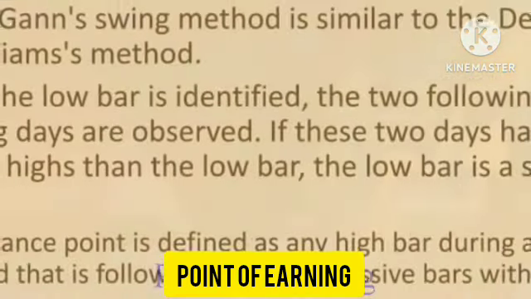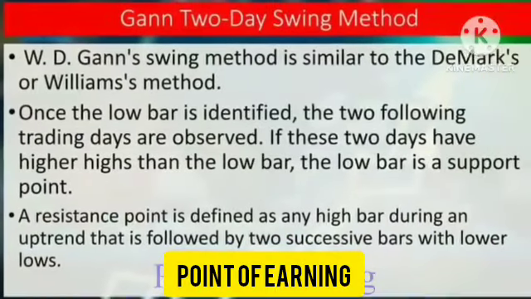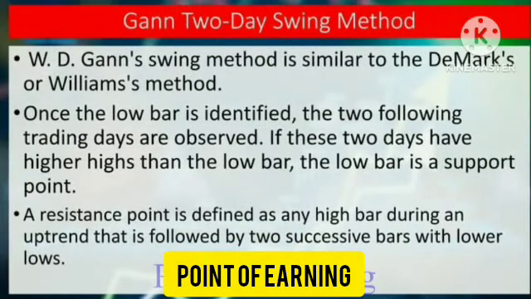Gann 2-day swing method. The W.D. Gann swing method is similar to the DeMark or Williams method. Once the low bar is identified, the two following trading days are observed. If these two days have higher highs, then the low bar is a support point. A resistance point is defined as any high bar during an uptrend that is followed by two successive bars with lower lows.